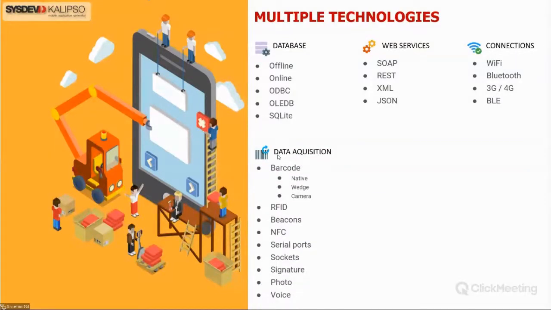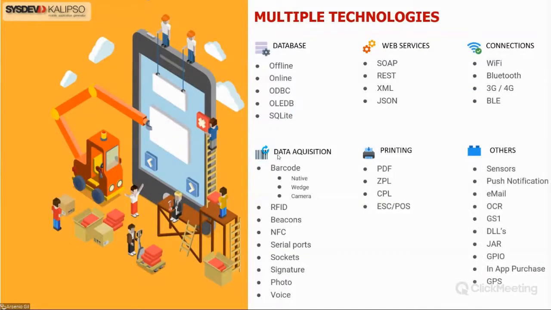In terms of data acquisition, we are going to see how voice works, but you can use barcodes in a native way, RFID, beacons, photos, signatures, NFC. A lot of technologies are included in Kalipso that you just drag and use. You don't need to type lots of complex code. Also, in Kalipso you can not only design your screens and forms, but also your reports or labels, and print through a device to a mobile or fixed printer a ticket, invoice, order or a label if you want.